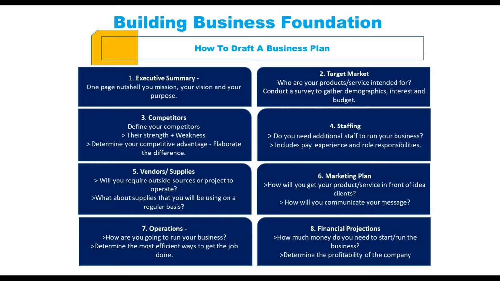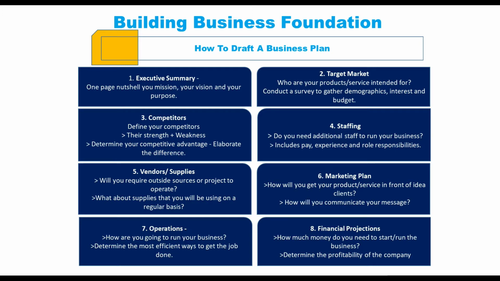Number four is staffing. Do you need additional staff to run your business? If you do, include their pay, experience, and the role and responsibility you expect from your new member. Number five is vendors and suppliers. So, will you require outside sources or projects to operate? What about supplies that you will be using on a regular basis?